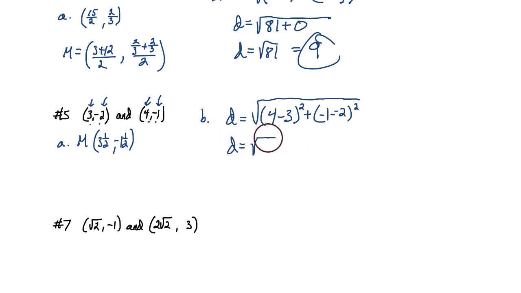So let's do some work inside the radical. 4 minus 3 makes 1, and 1 squared makes 1. Over here, when you subtract, you get 1, and 1 squared makes 1. So our final result is the square root of 2.